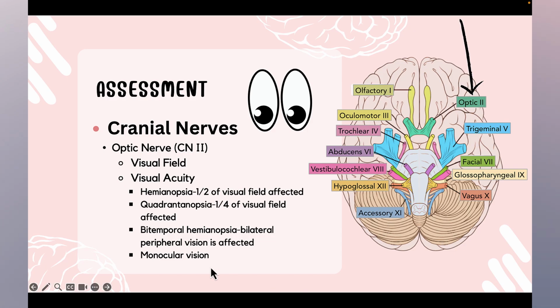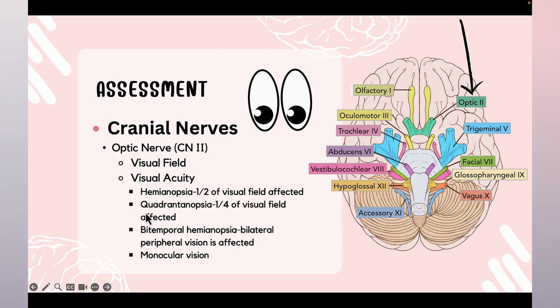They can also have issues that are listed here known as hemianopsia, quadrantanopsia, bitemporal hemianopsia, and monocular vision. What these different things indicate is that their visual fields are affected. And you can see listed here the ways that they are affected. With the bitemporal hemianopsia, it's the outer halves of both eyes that are affected. So that is your peripheral vision that is affected.